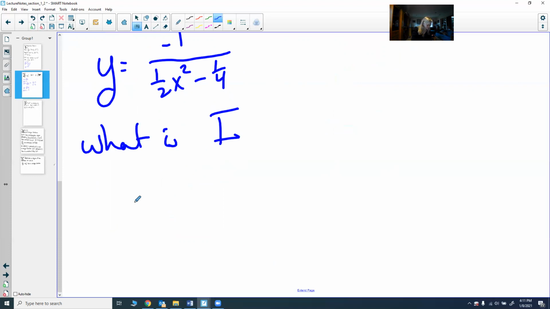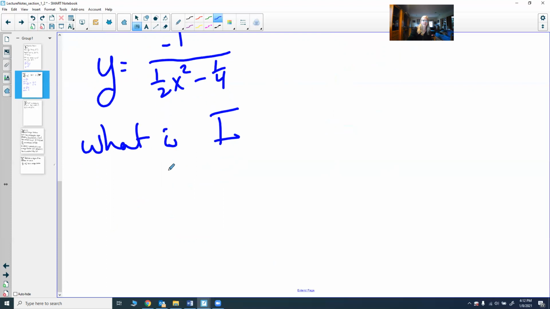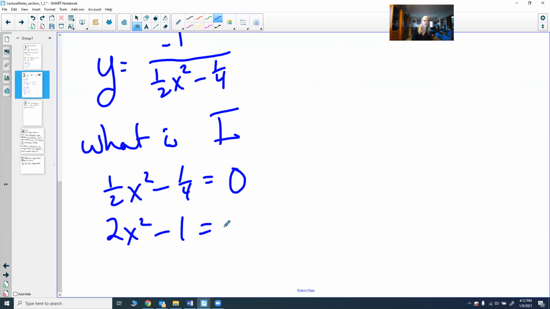And so we want to go ahead and find that. And again, we're going to look at the domain of this function. The domain of this function can't have 0 in the denominator, so 1/2 x squared minus 1/4 has to equal 0. So what I might do is multiply through by 4. So that gives me 2x squared minus 1 equals 0. So therefore, x is equal to plus or minus 1 over the square root of 2.